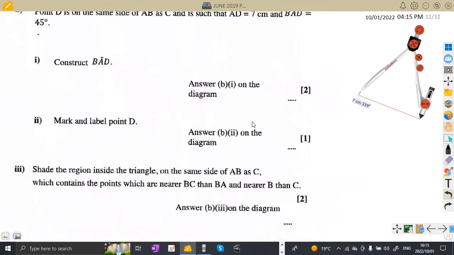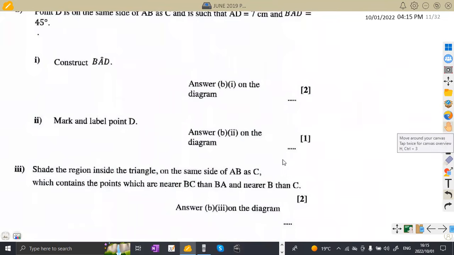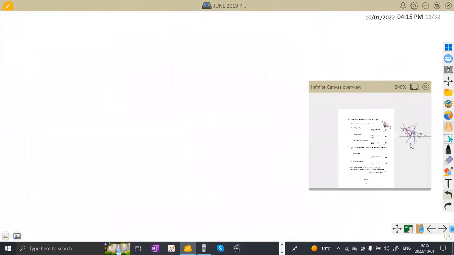Then now, this part we can just remove it. It's no longer important. Now we are given to shade the region inside the triangle on the same side of BC, which contains the points which are nearer BC than BA and nearer B than C. So we need the condition that is nearer BC than BA.